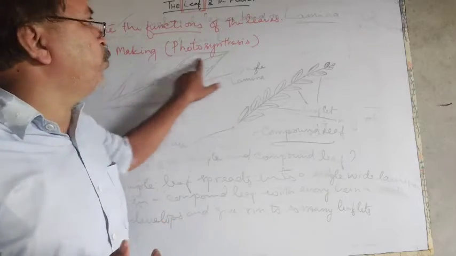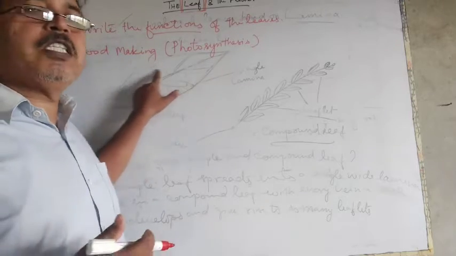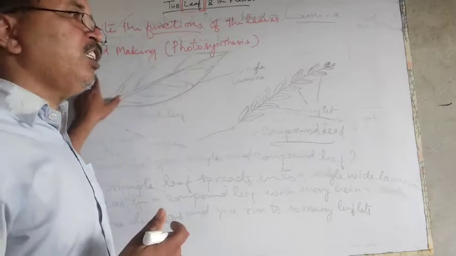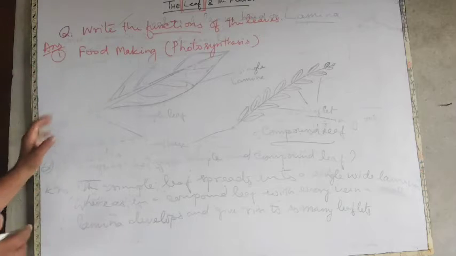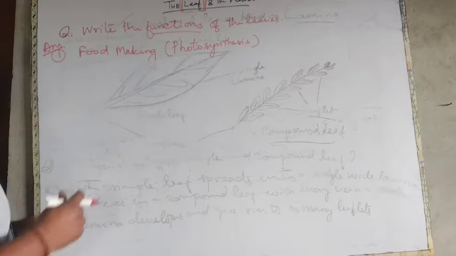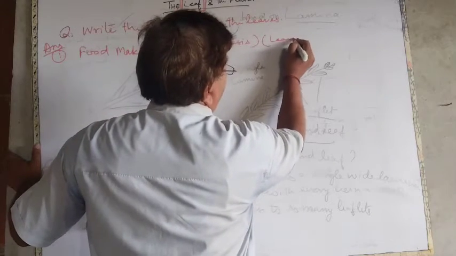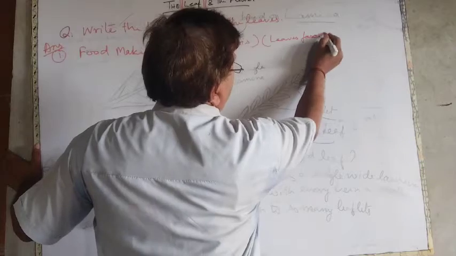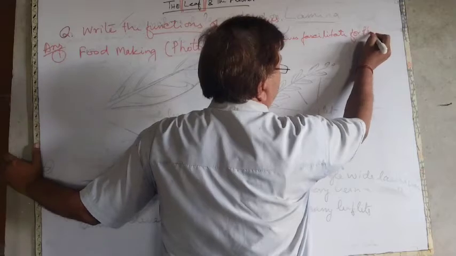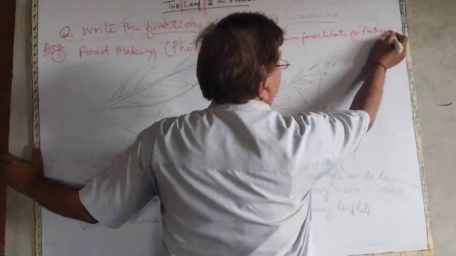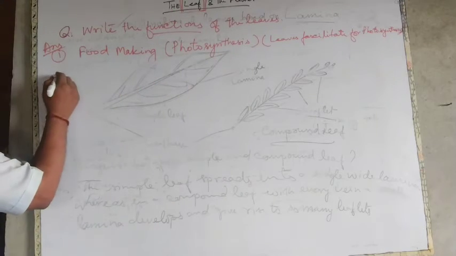So this is one of the very important functions of the leaf, that leaves facilitate or make arrangement for this process. What exactly photosynthesis is, I will tell you later, but the first function is food making, or photosynthesis. So leaves facilitate photosynthesis, right?